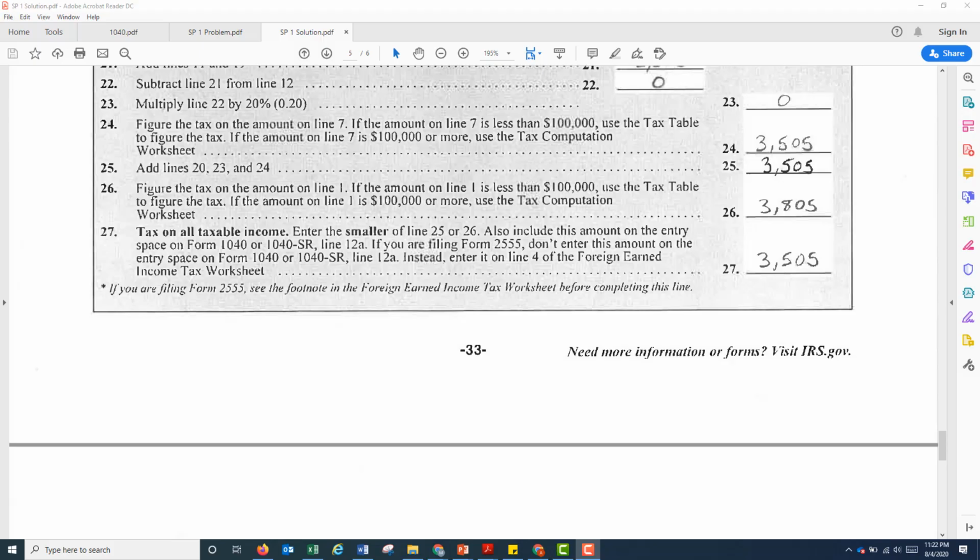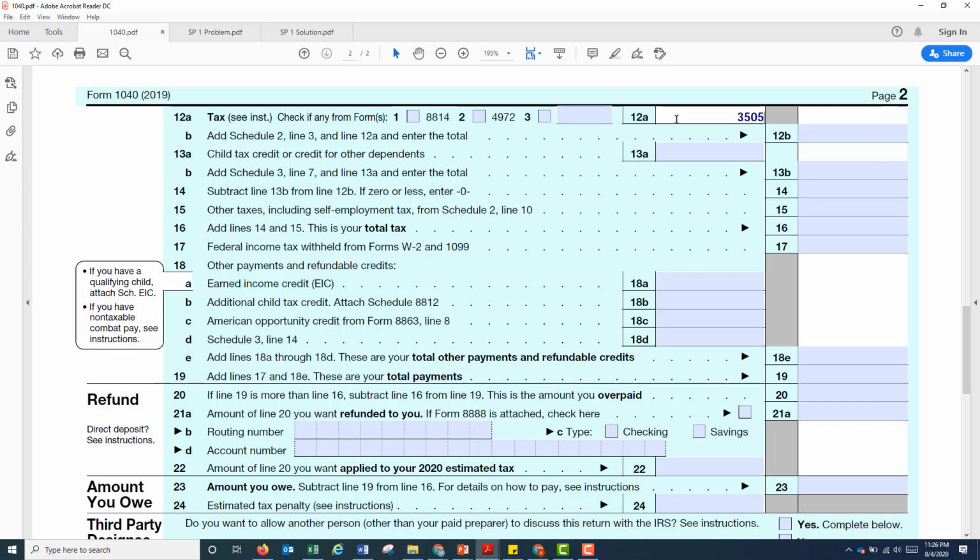As instructed on this worksheet, we need to carry this number from line 27 over to line 12A on form 1040. That's the tax that we need to report. Line 12B, we need to add Schedule 2. However, Schedule 2, we don't have anything. That's additional tax. Therefore, the $3,505 we carry over to line 12B.